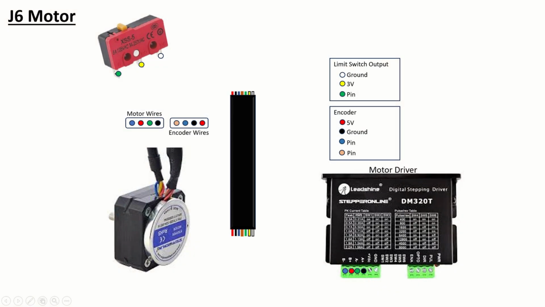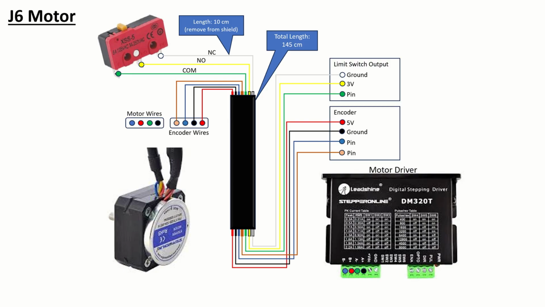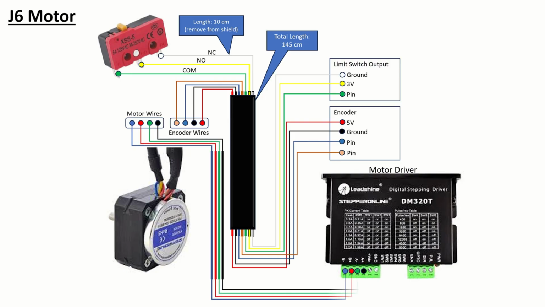This is the wiring for the J6 motor. We'll use an 8-core cable, 145 centimeters in length, to connect the limit switch and motor encoder. The motor cable also requires an additional 100 centimeters extension. The limit switch used is a small type, mounted on the J6 housing.